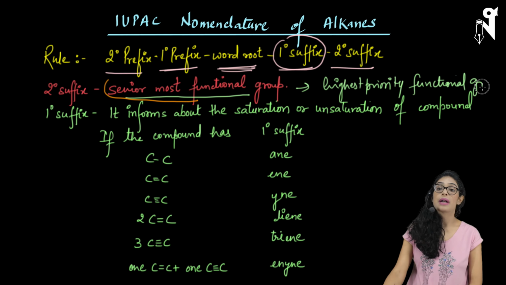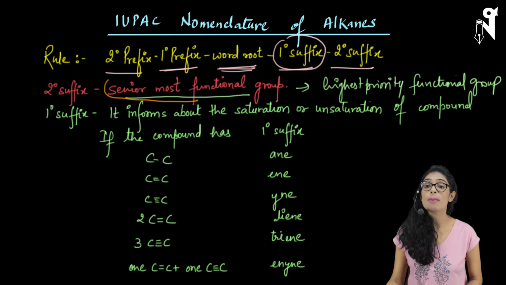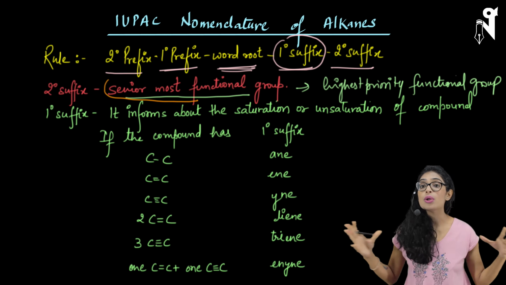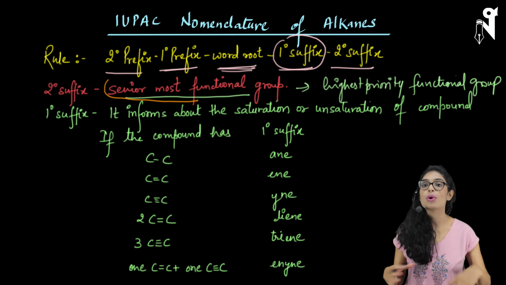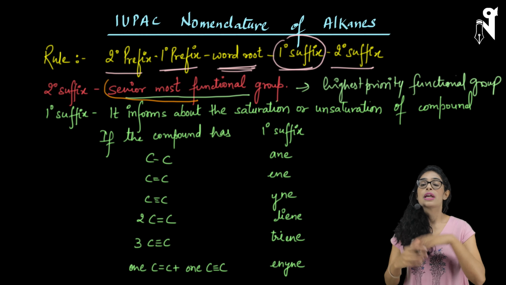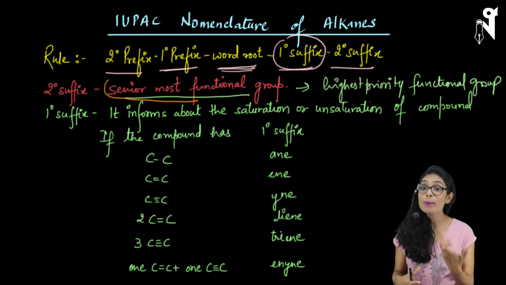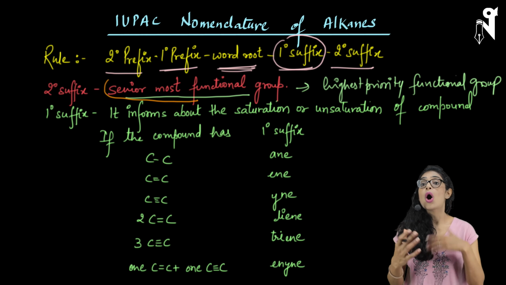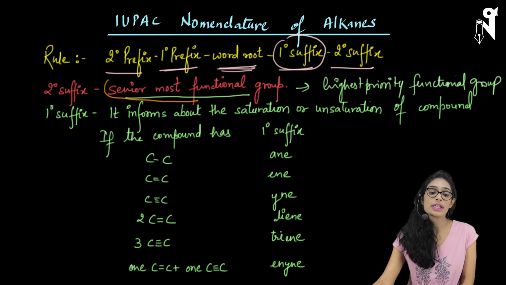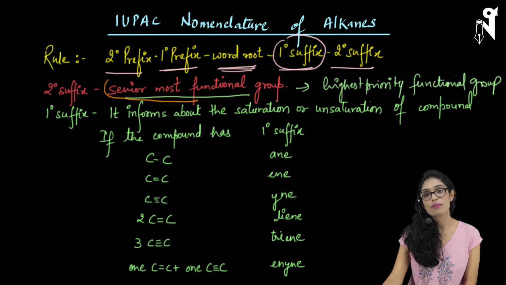What is your primary suffix? Primary suffix tells you about the type of chain you have, or what kind of bonding you have. You have all saturated bonds or you have unsaturated bonds. If an unsaturated bond is there, then how many unsaturated bonds are there? All that is defined by the primary suffix. So the primary suffix tells you about the saturation and unsaturation of the compound.